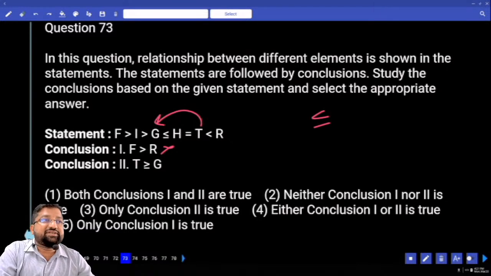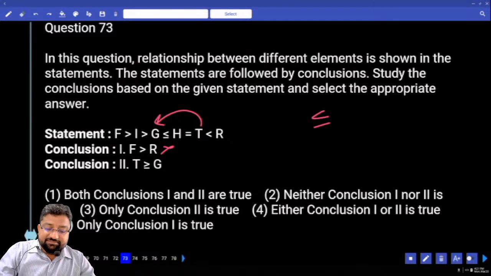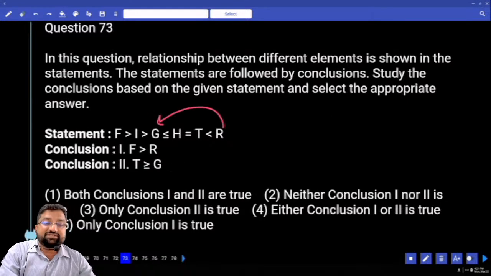Reverse, what is the answer? T greater than or equals to G. Pakka right or wrong? Right. Reverse, what is the relationship between R and G? Reverse. Come on, students. R is greater than G.